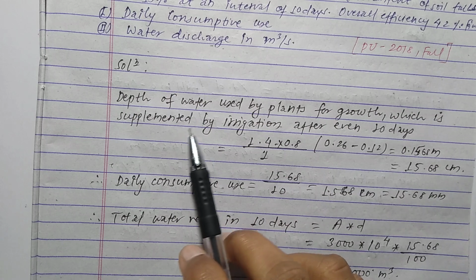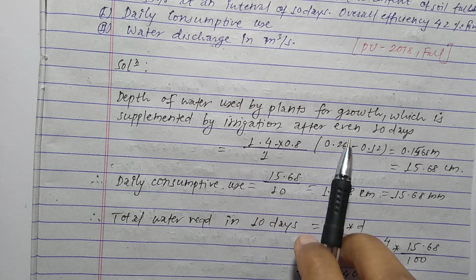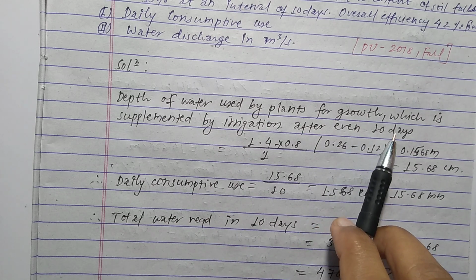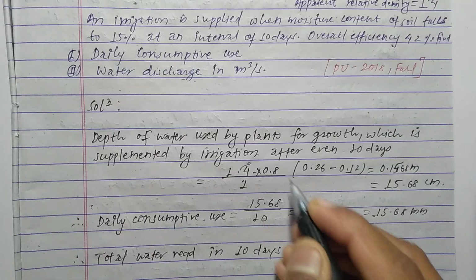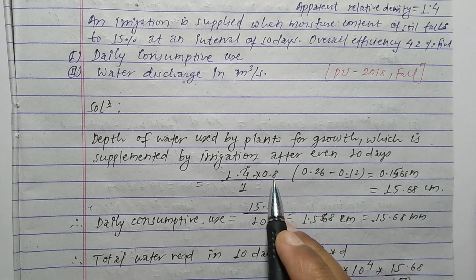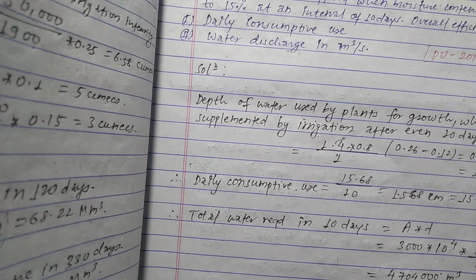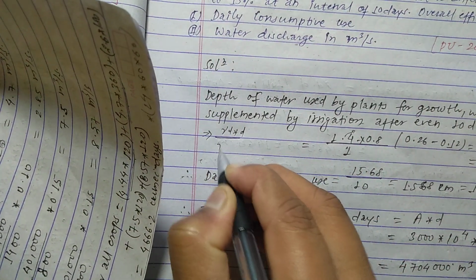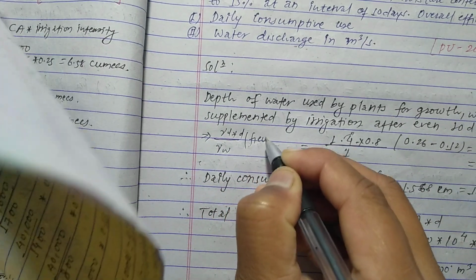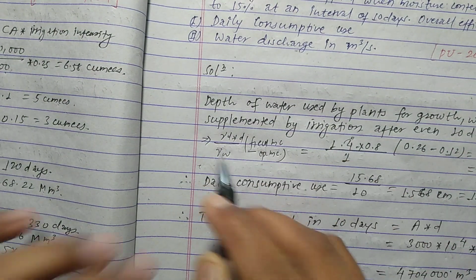So we have first the depth of water used by the plant for growth, which is supplemented by irrigation after every 10 days. So you can see here we have apparent relative density 1.4 into this formula, which we have already used in a previous video. I will write it here. This formula, gamma d into d by gamma of water into field moisture content minus optimum moisture content. So we have to use this formula.